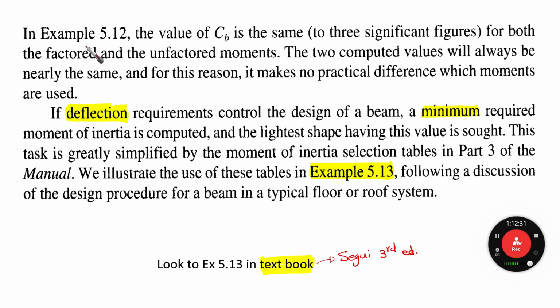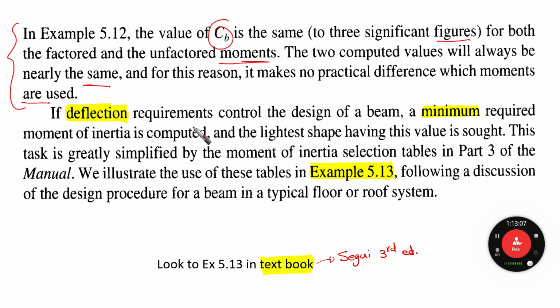In this example, which is 5.12, the value of Cb is the same to 3 significant figures for both the factored and unfactored moments. The two computed values will always be nearly the same, and for this reason it makes no practical difference which moments are used. And this is true, and maybe we can say it is something we can find logic in. The two computed values will always be nearly the same.